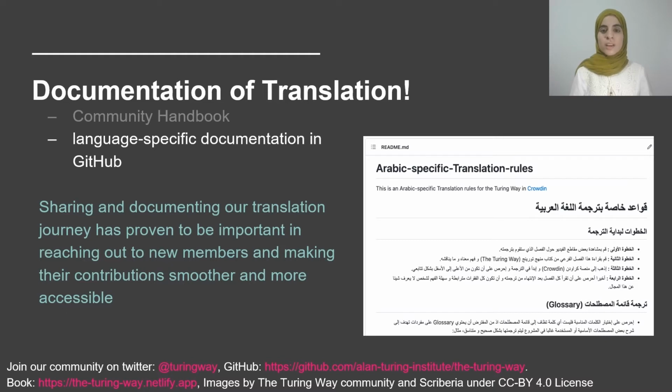So sharing and documenting our translation journey has proven to be important in reaching out to new members and making their contribution smoother and more accessible.